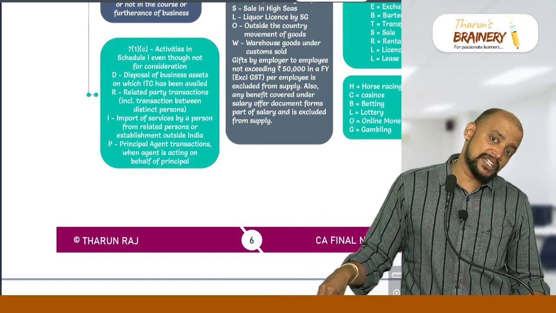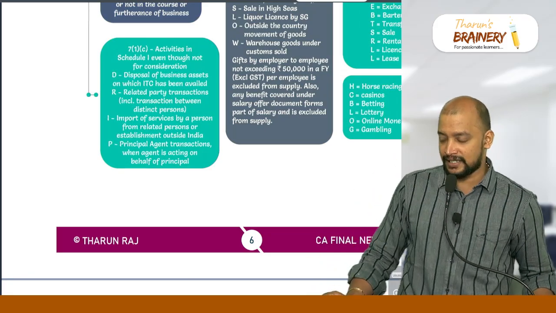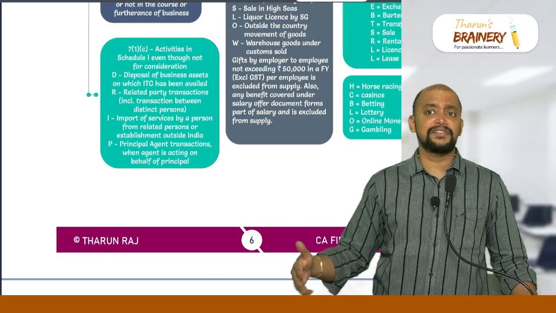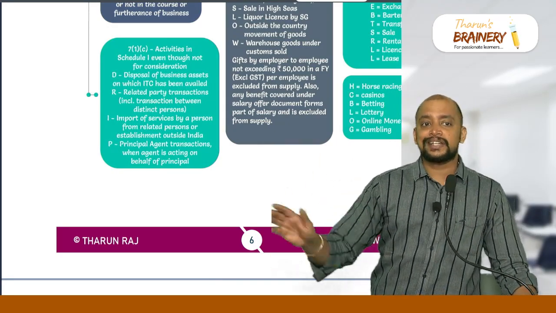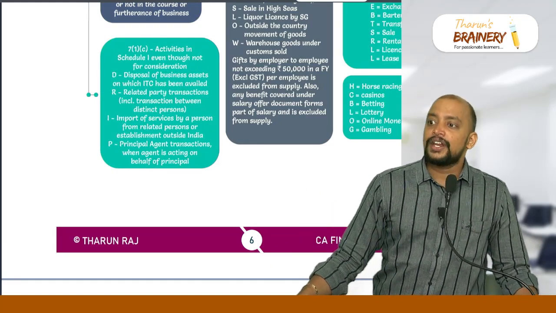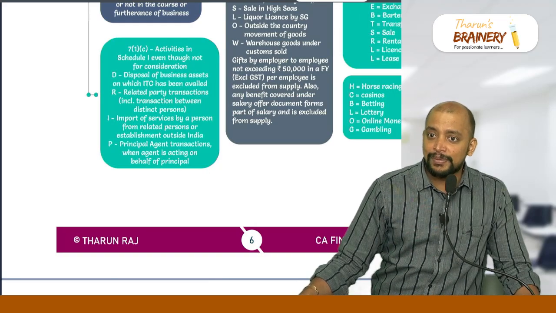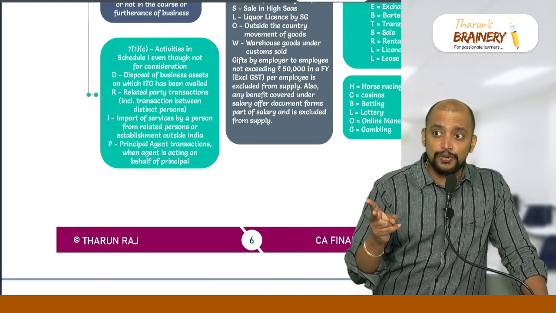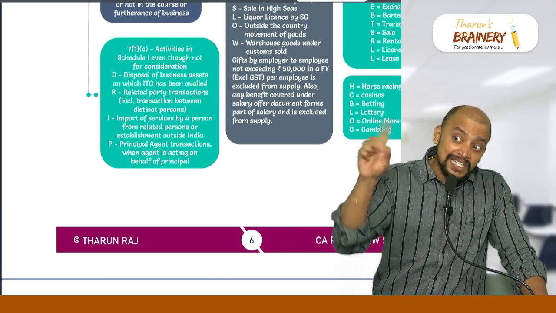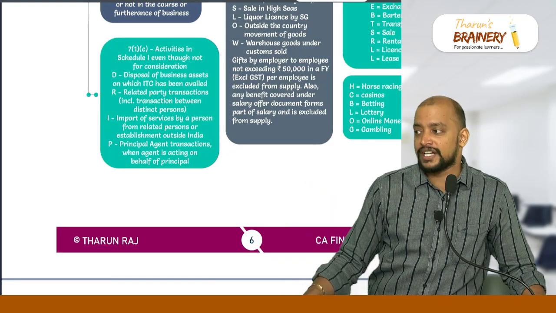At the time of purchase of the car I have not taken any ITC, but in the name of the business I purchased the car. After some 5 years or 6 years I am transferring this car to one person without any consideration. Now will it become supply under 7(1)(c)? No. Why it will not become supply under 7(1)(c)? Again see there. Is it business asset? Yes. Disposal of business asset? Yes. On which ITC availed? No. We have not availed ITC, consequently it is not a supply.